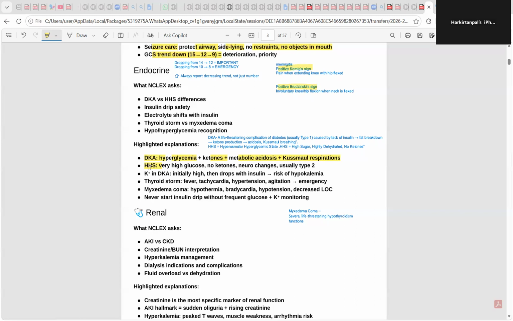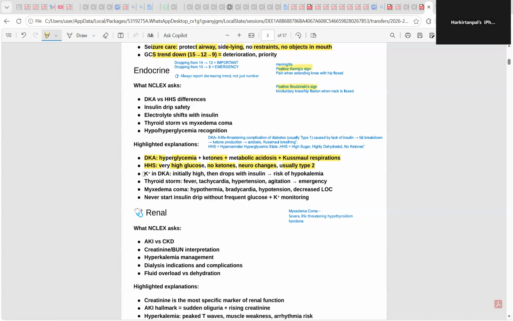But in hyperosmolar hyperglycemic state, there is only a high blood glucose level. There are no ketone bodies. Because of the accumulation of glucose, the blood will become concentrated, hyperosmotic. So it can lead to dehydration in case of HHS, and the client will experience neural changes. Mostly it occurs in type 2 diabetes mellitus. The main difference: DKA occurs in type 1 diabetes mellitus and HHS occurs in type 2 diabetes mellitus.